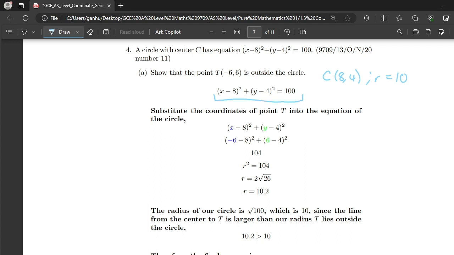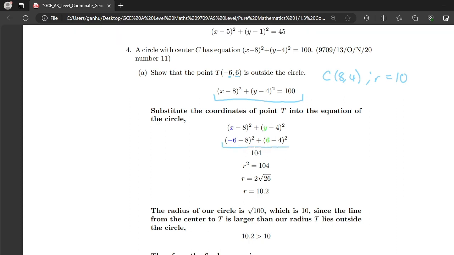So what we can do is to simply substitute the coordinates of T into the equation of our circle, and when we substitute into the equation of the circle, we end up with r squared is equal to 104, and if you simplify to get the radius, you get r is 10.2. So since the radius that we get when we substitute the coordinates of T into the equation of the circle is bigger than the actual radius of the circle, it means that T lies outside of the circle.